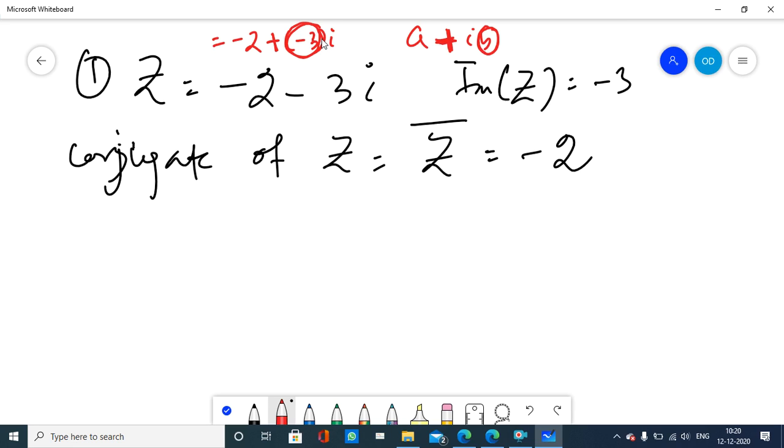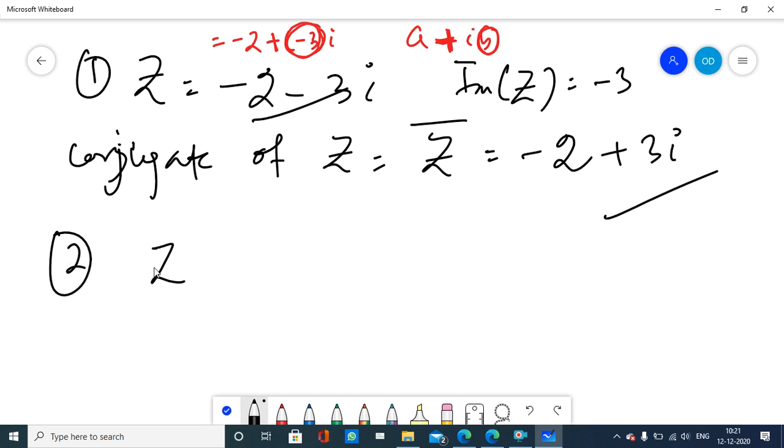Now if I want to find the conjugate of the complex number, what do I do? I simply reverse the sign of the imaginary part. Here the imaginary part is -3, I make it +3. So +3i. So this is the conjugate of this, right? Not very difficult. You just have to reverse the sign of the imaginary part. So it was -3i, I made it +3i.